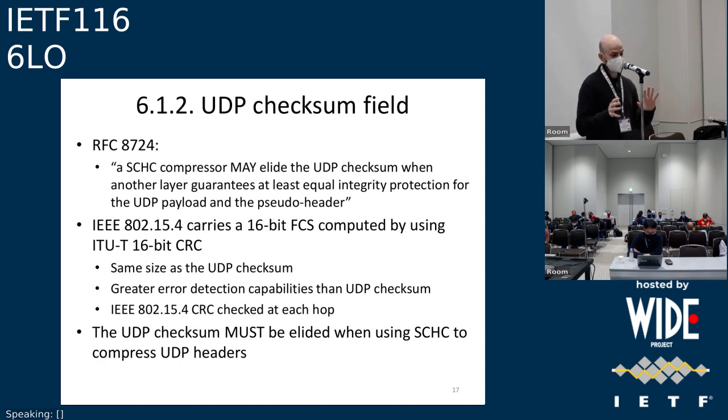And then the other point is, okay, is there any scenario where we would not like to align the UDP checksum? So at the moment, we didn't realize of any such scenario. So what we have in 01 is that the UDP checksum must be aligned when using SHIC to compress UDP headers. So if anyone realizes of some case where you think that must is not actually suitable, please let us know. Okay. Next, please.